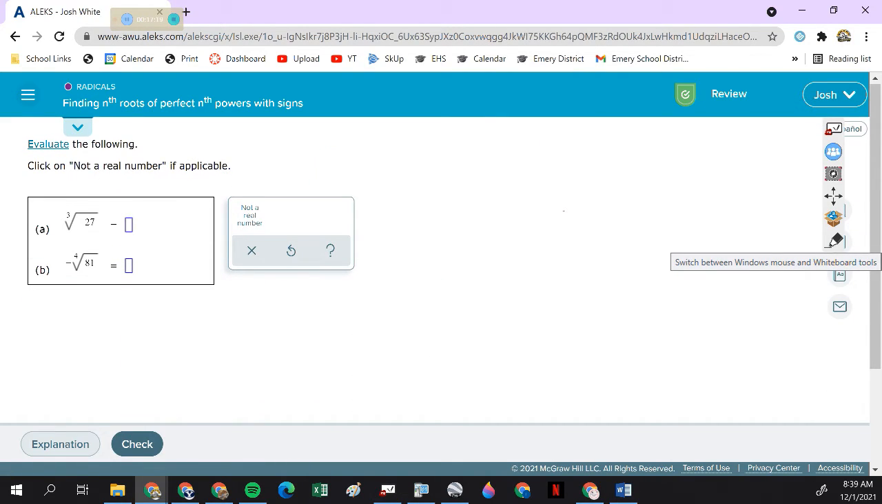Okay. Will A make an i? No. Only even roots create i's. So what number times itself is negative 27? Negative 3. Will B make an i? No. Why? The negative is on the outside, not the inside. So what times itself is 81? 3, and then the negative out front turns it into negative 3. Good job.